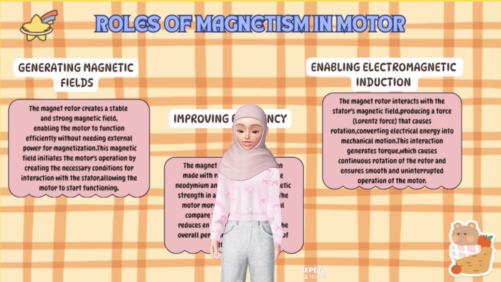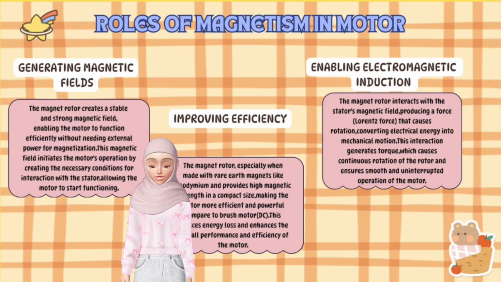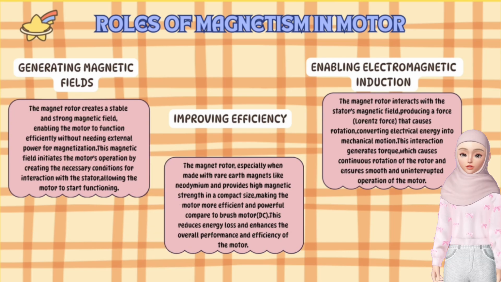Next, I want to talk about the roles of magnetism in the motor. First, generating magnetic fields. The magnet rotor creates a stable and strong magnetic field, enabling the motor to function efficiently without needing external power for magnetization. This magnetic field initiates the motor's operation by creating the necessary conditions for interaction with the stator, allowing the motor to start functioning. Second is improving efficiency.